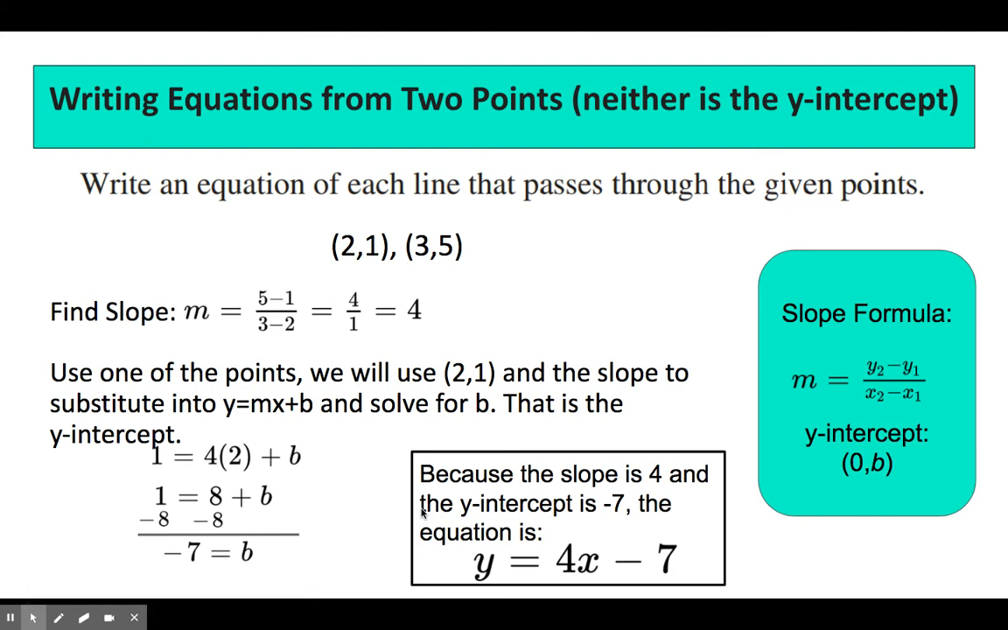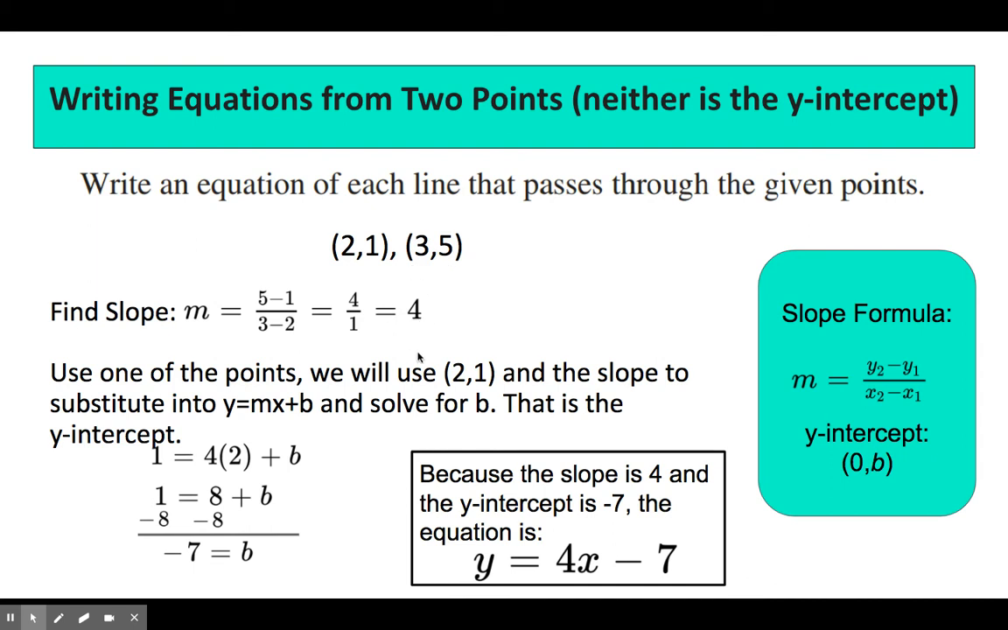When you're writing an equation from 2 points and neither one is the y-intercept, it is a little bit more tricky. The first thing you're going to do is find the slope, just like they did here, by finding the change in y over the change in x. The most important thing when you're finding slope is to keep track of which is your second point and which is your first point, and not flip-flop those around when you're subtracting the two things.